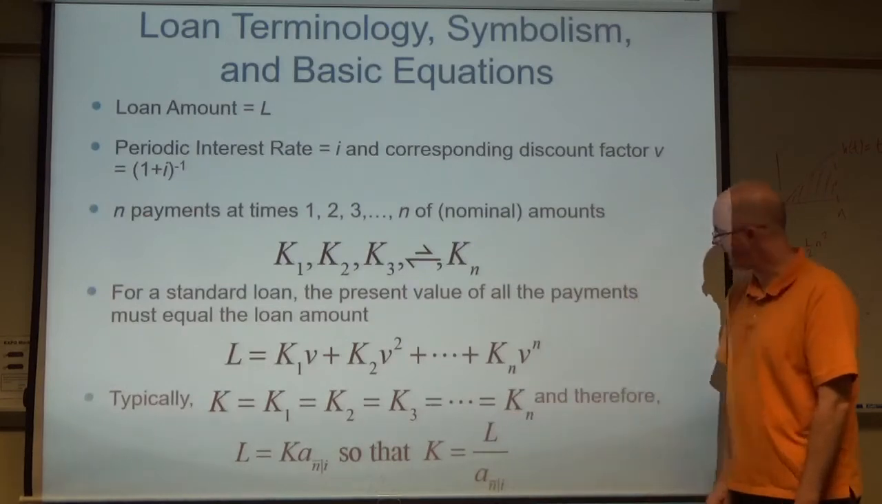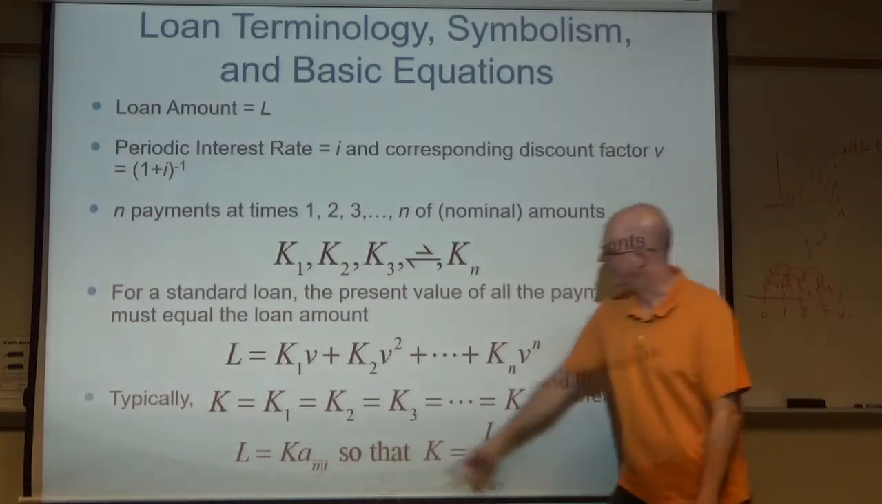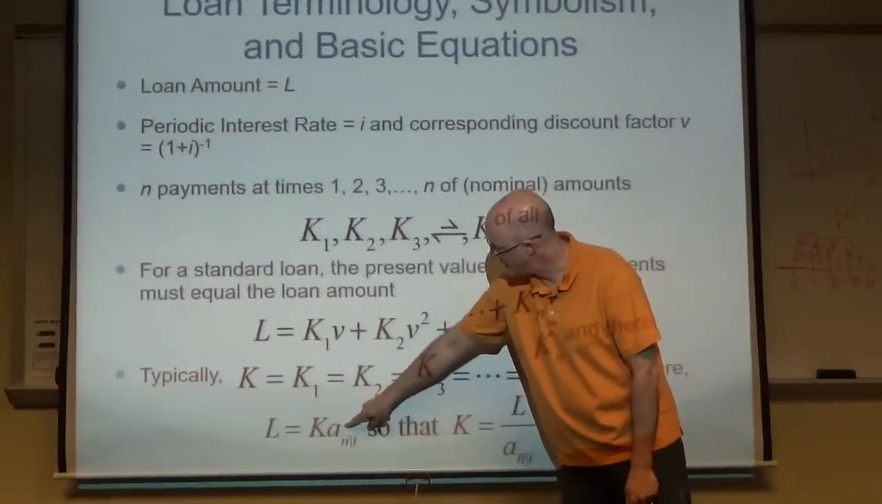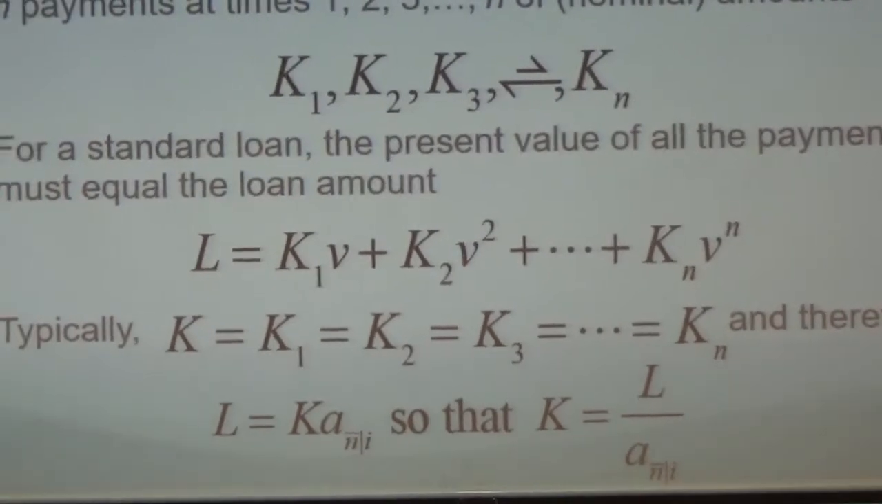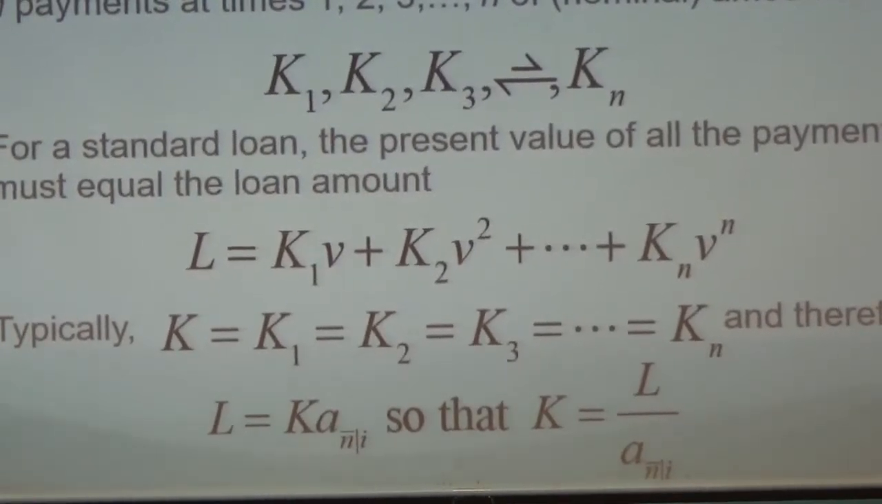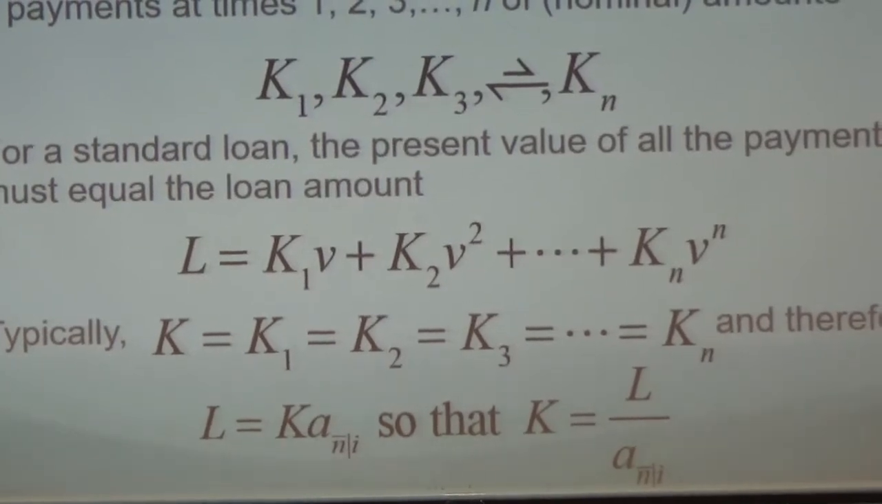And then you can solve for your payment. K will be the loan amount divided by that present value of a, again, this is for an annuity immediate with payments of 1 over n periods with interest rate i. So this equation is pretty fundamental. You can use it to find how much you need to pay for the loan per period.